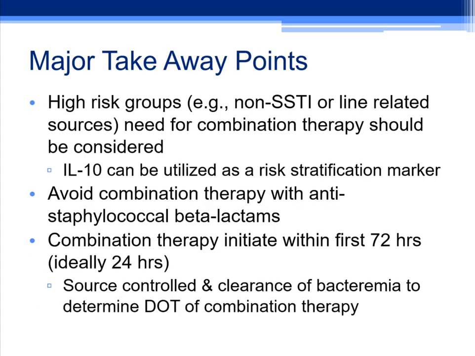Getting to the major takeaway points for combination therapy for MRSA: in high-risk groups, the need for combination therapy should be considered. Some of the newer papers utilize an IL-10, a risk stratification marker to see who would be higher risk. I know that's not readily available at all places, but it's something to consider if you do have it. I would avoid combination therapy with anti-Staphylococcal beta-lactams, and I would try to initiate combination therapy within the first 72 hours, ideally 24, particularly if there are issues with source control and the clearance of bacteremia. To determine the duration of combination therapy, source control and clearance of bacteremia can dictate that.